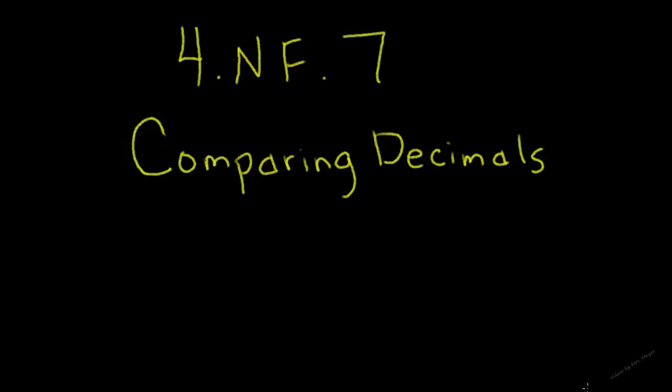This is Mrs. Meyer. In this lesson, we're working on Standard 4.NF.7, comparing decimals. In this lesson, students have to make sure they remember that they always start with the largest place to the left when they are comparing decimals. Oftentimes, there are going to be numbers that appear in the ones, the tens, the hundreds, the thousands, on and on in a place value chart.